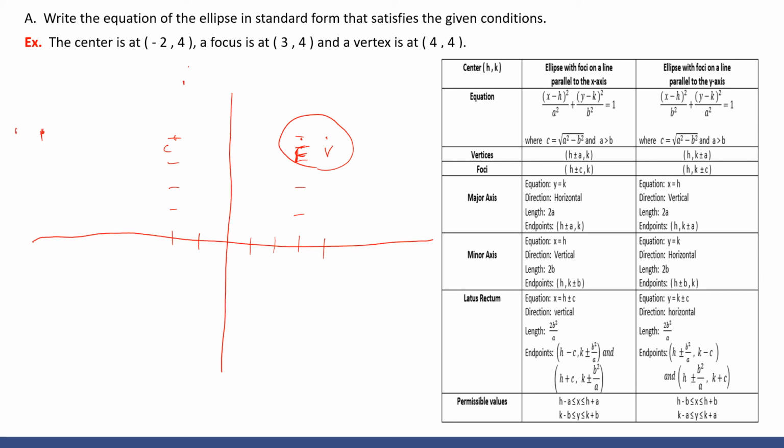Kaya naman, ang ginamit lang ng sir ay yung plus, yung sa h plus a, tapos saka yung h plus c. Dahil dito, sa portion na to, andito naman yung h minus a and h minus c.